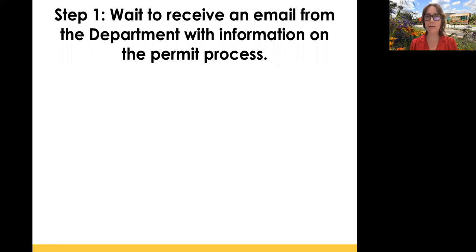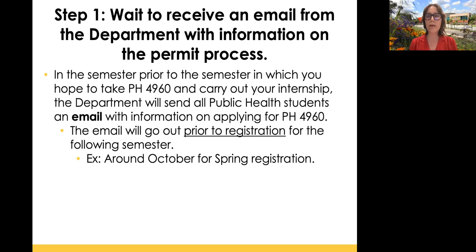I'll now go over the steps you need in order to obtain a permit and register. Step 1 is you are just going to wait, not for a permit. You are going to wait for an email that will come to your Cal State email from the department, which will have information on obtaining a permit for the following semester. So in other words, if you are not planning to take internship next semester, you will still get this email, but you will just ignore it. You will delete it and worry about this email when it's your time to enroll in PH 4960.